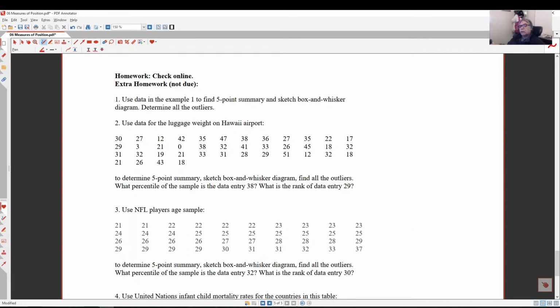So this was a lecture on measures of position. Of course, you need to do the homework to reinforce what I was talking about. Okay, I'll see you next time.